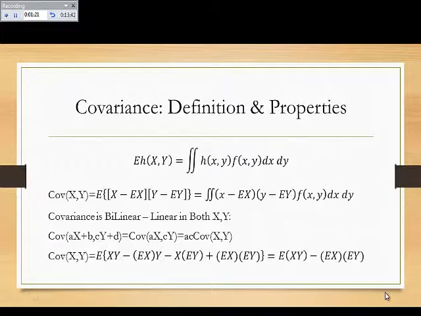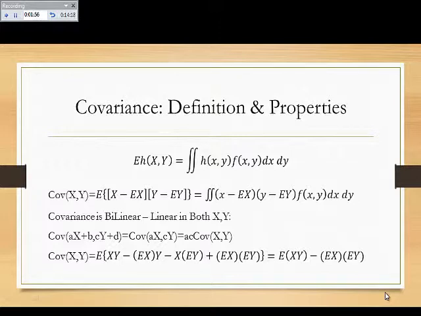That's just some terminology. Now the covariance function, this is a very important function, the heart of the bivariate normal density, is defined as the expected value of the product of x minus E[x] times y minus E[y]. Basically it says center the x, center the y, multiply them together and calculate the expectation. So the integral form is the double integral of x minus E[x], y minus E[y], f of x, y dx dy.